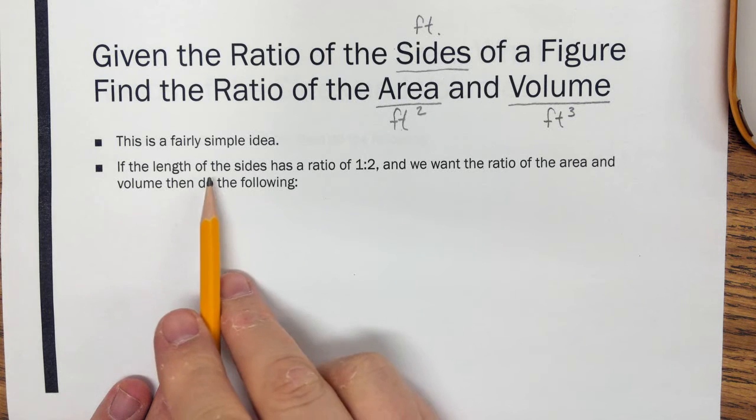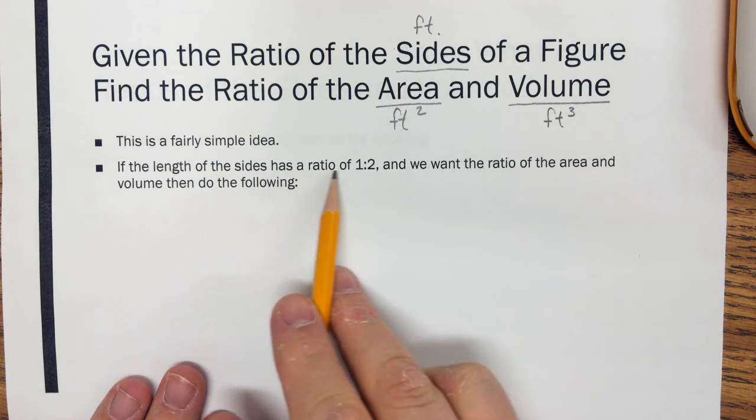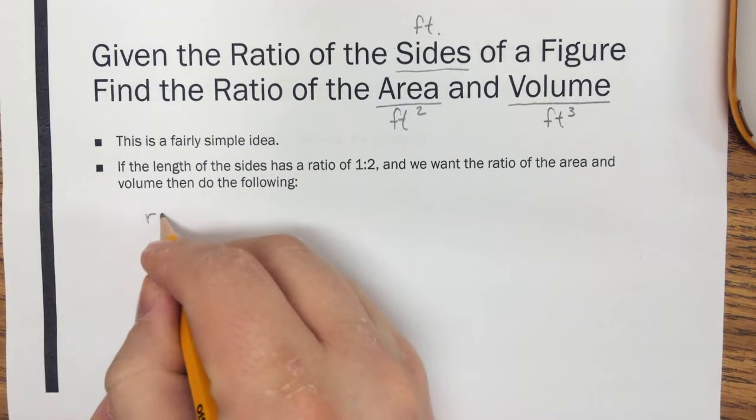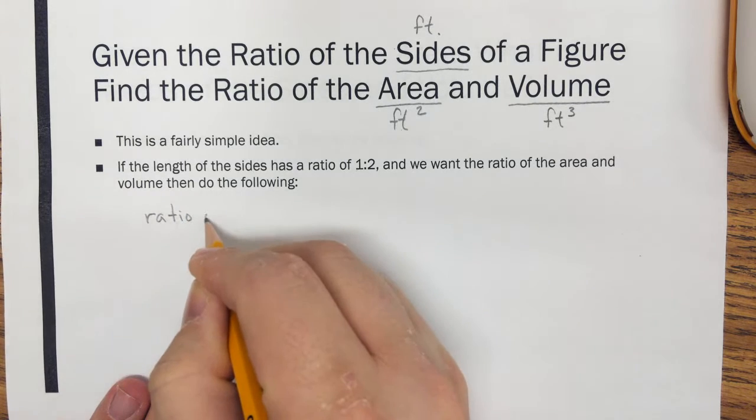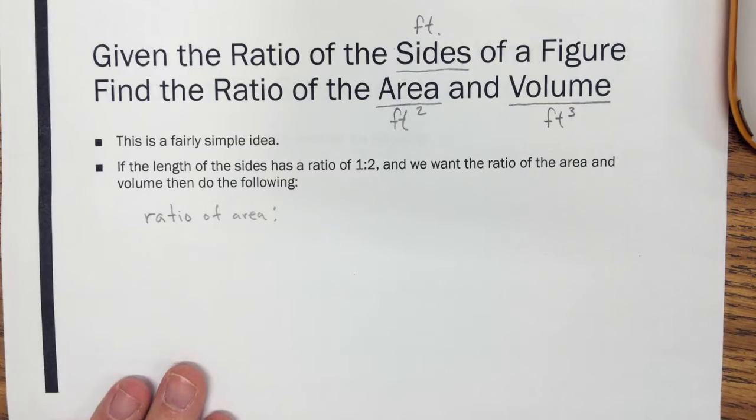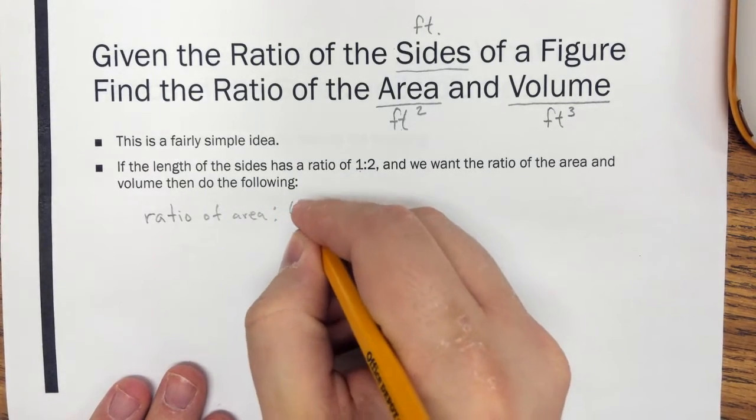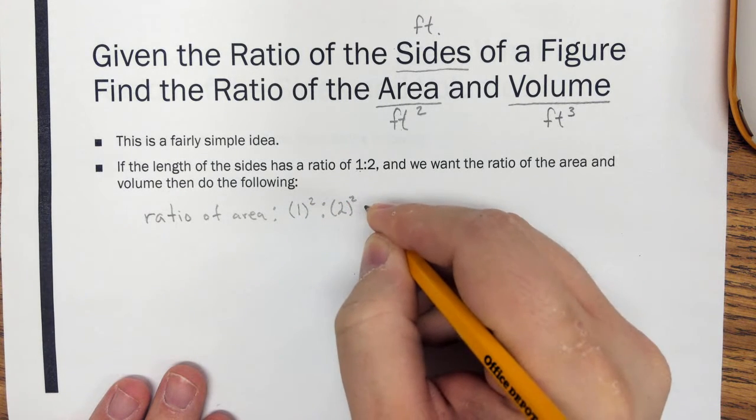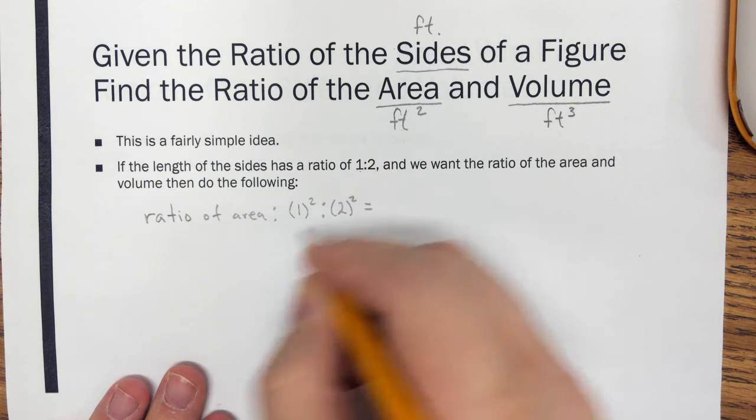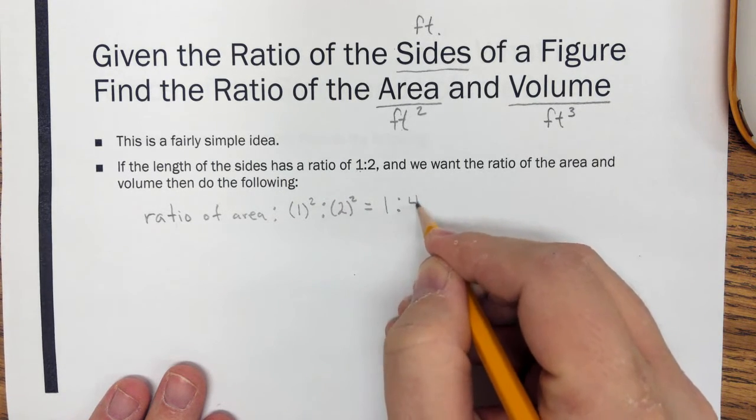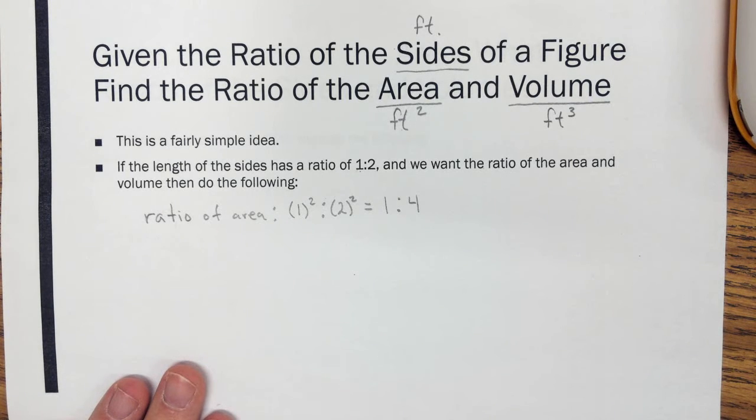for this, so they gave us the ratio of the lengths of the sides is 1 to 2. So then the ratio of the area, all I'm going to do is square each one of these numbers. So I do 1 squared to 2 squared. So the ratio of the areas is 1 to 4. Pretty simple.